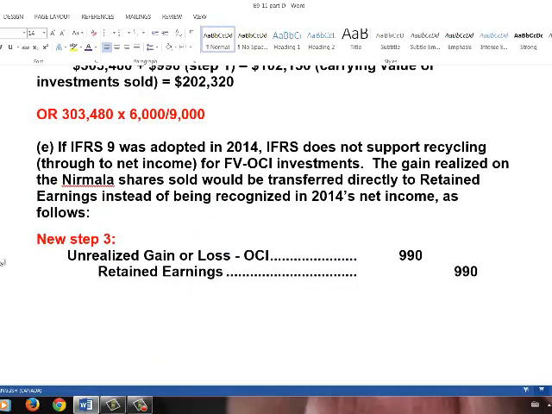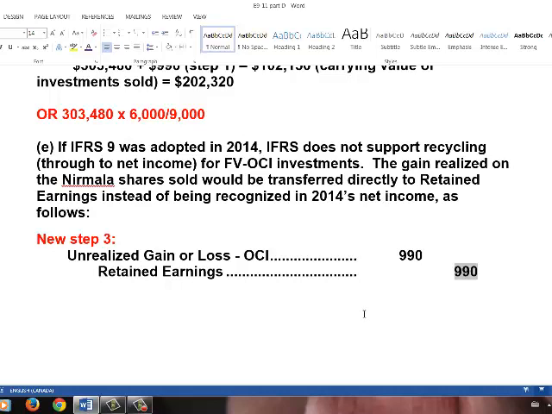So the change is in step 3. Steps 1 and 2 will not change, no matter if it's with or without recycling. But now that it said, if they adopted the IFRS 9 standard in 2014, what that standard tells you is that it doesn't support recycling through net income. You would have done it directly to retained earnings. So you would credit retained earnings for $990. Okay?